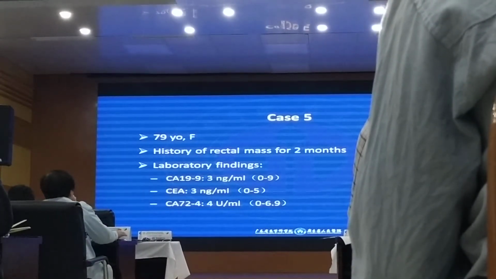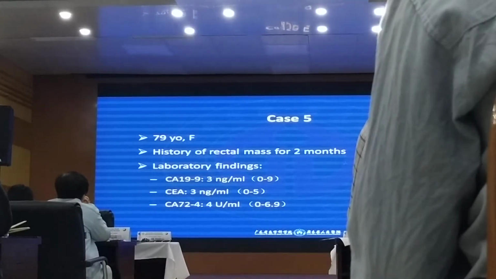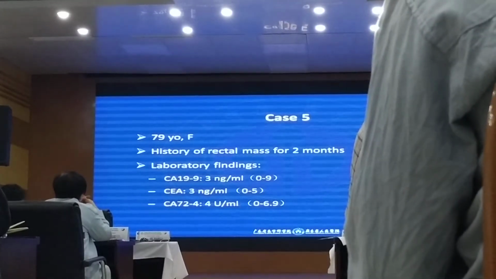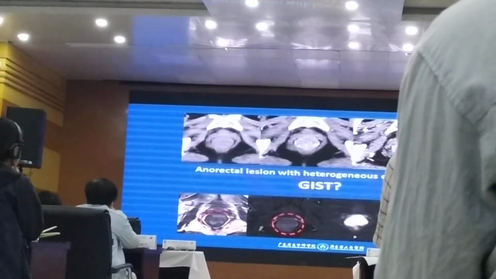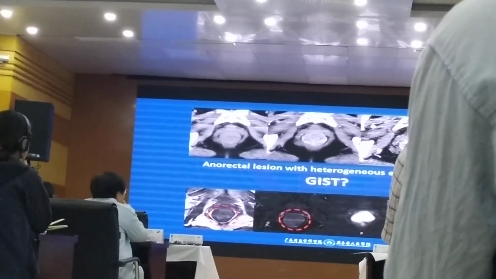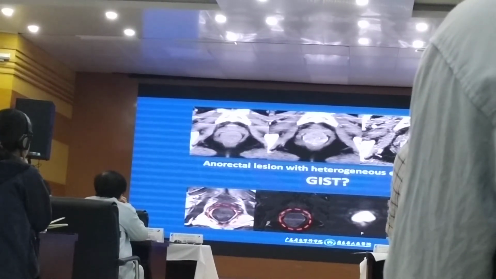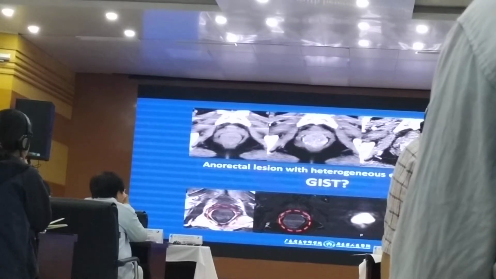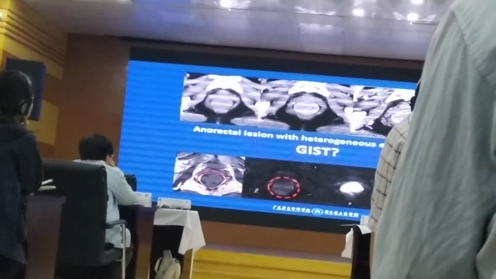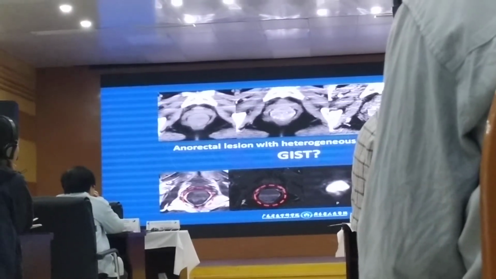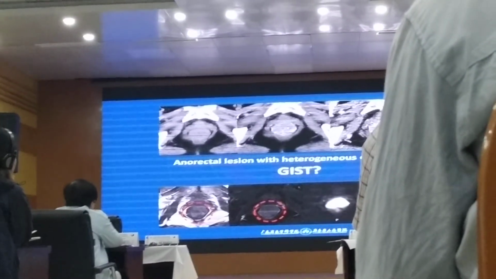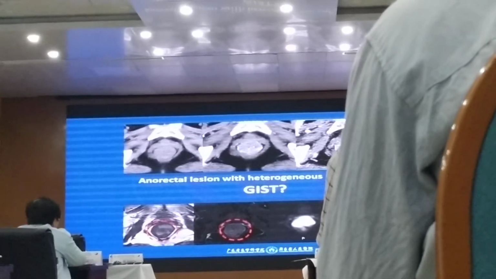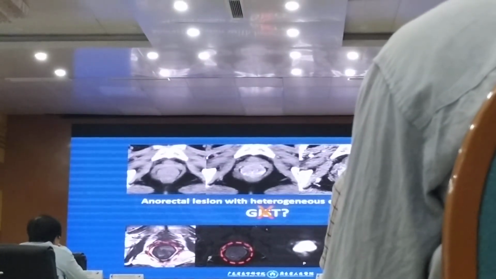Case 5 is a 79-year-old female with a rectal mass for 2 months. Her laboratory tests were normal. We can see an erect lesion with heterogeneous enhancement on CT and MRI.